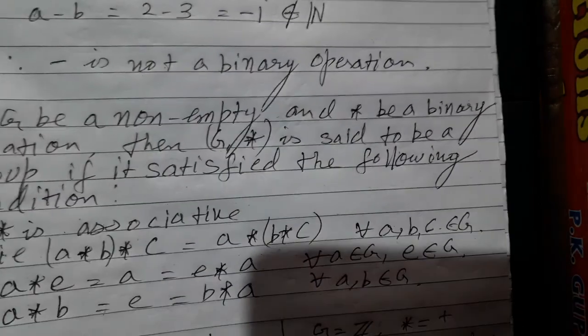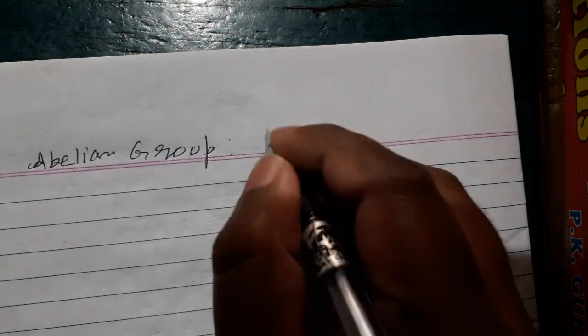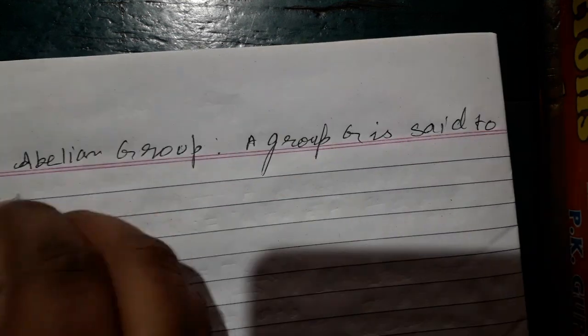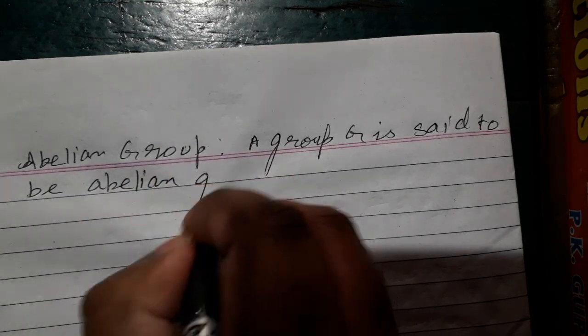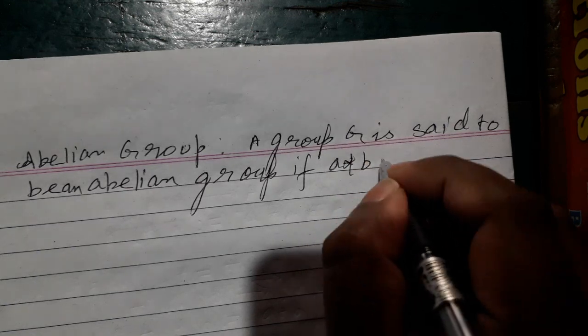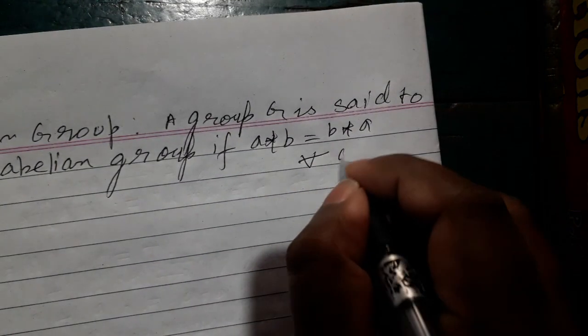Now we'll talk about the abelian group. A group G is said to be an abelian group if A * B = B * A for all A, B belonging to G.